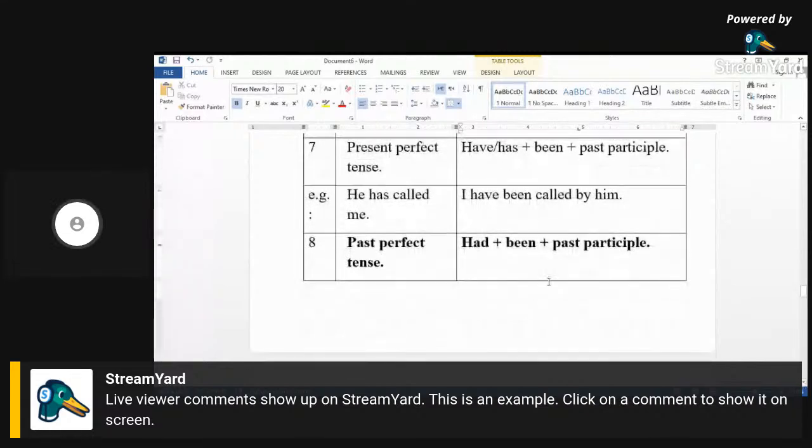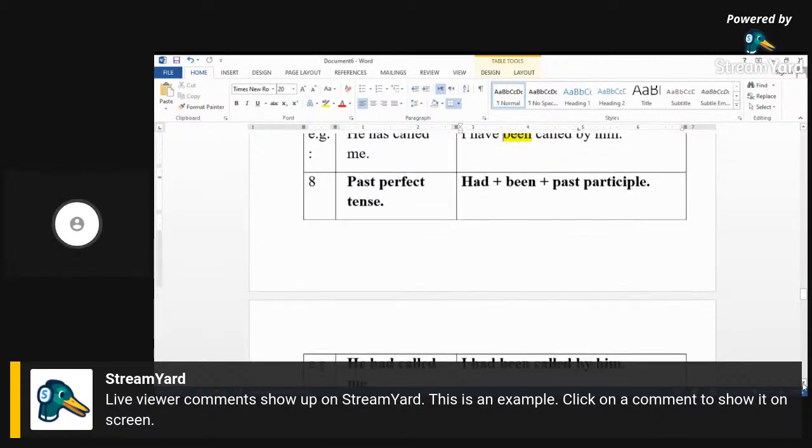Present perfect tense. So we have, he has called me. So have or has plus been plus past participle. I have been called by him. So we use what? The to be verb here. What? Been, the third form, past participle form.